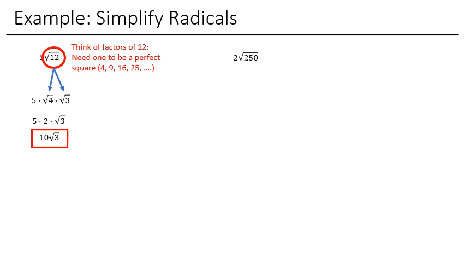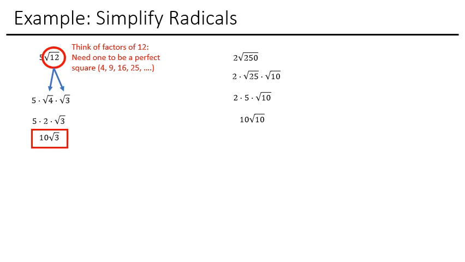Now let's look at 2 times the square root of 250. All right, we're going to do the same thing. We're going to break 250 up into the square root of a perfect square times the other factor. And so that's going to be the square root of 25 times the square root of 10. Now, then you can take the square root of 25, which is 5. So you're going to have 2 times 5 times the square root of 10, which is 10 times the square root of 10.